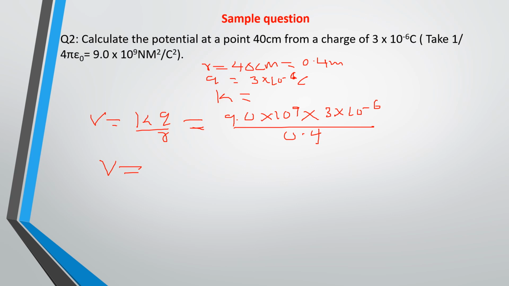We'll solve that out. Your V will be equal to 6.75 times 10 raised to power 4 volts.